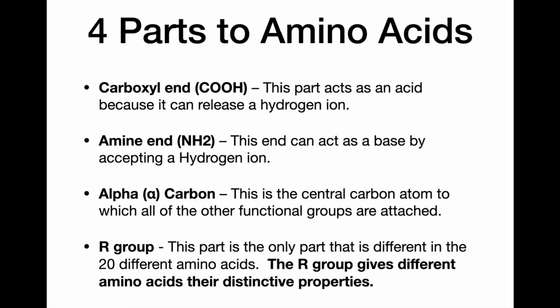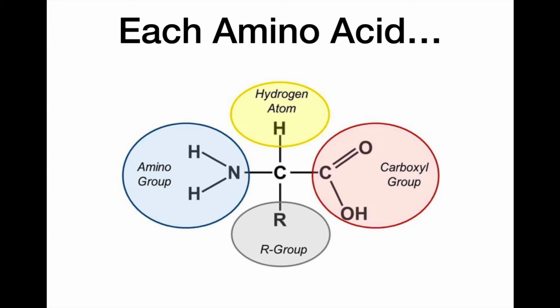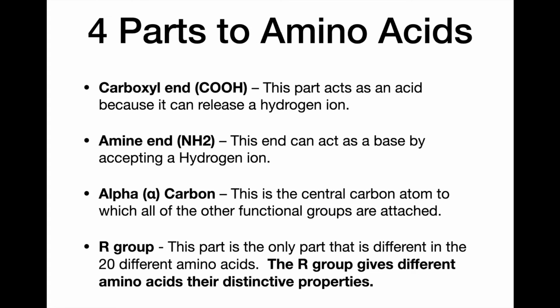So there are 4 parts to the amino acids. They have a carboxyl end, an amine end, an alpha carbon end, and an R group. And we'll just look at this to show you. They have this carboxyl group, they have the amino group, and they have a hydrogen atom on the top, and then they have an R group on the bottom. The R group is what's going to change. That R group gives different amino acids their distinctive properties.